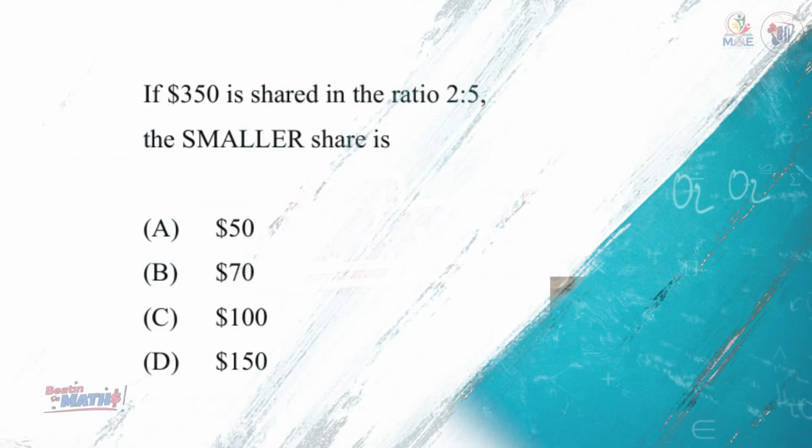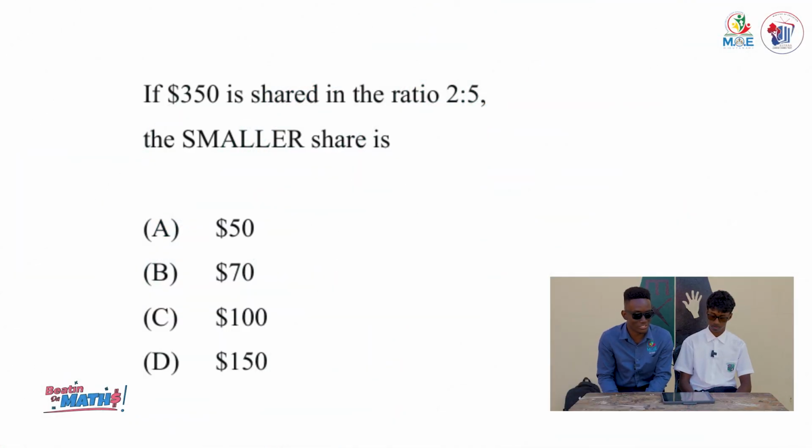So we have our next guest here with us today. What is your name? My name is Jaden Yadram. Jaden, your first question. Do you beat the maths or does the maths beat you? Nah, I just beat the maths, sir. How badly? 80% badly. All right, let's put that to the test. Your question is, if $350 is shared in the ratio 2 to 5, the smaller share is, and you have some options here. Let's see how we get that. The floor is yours.